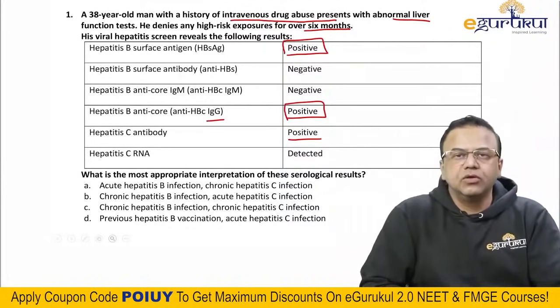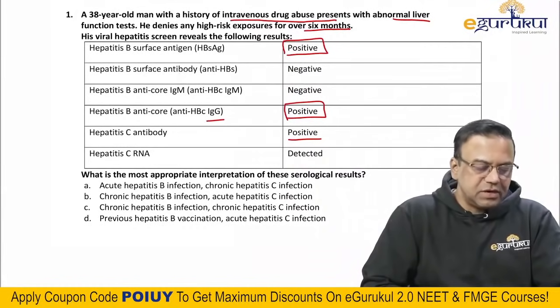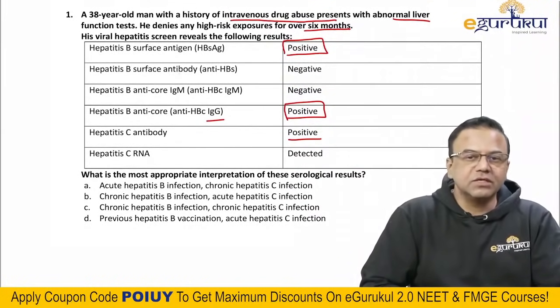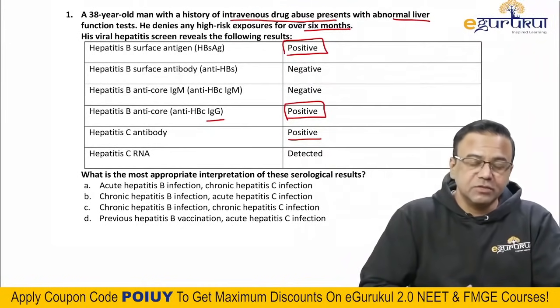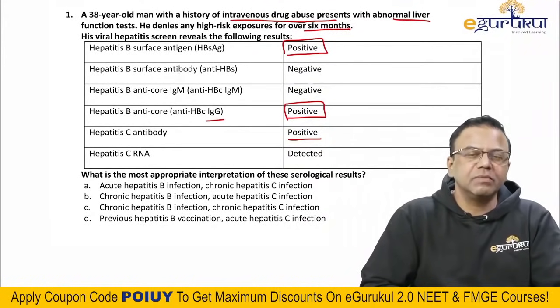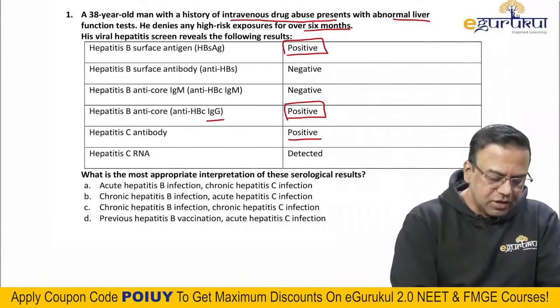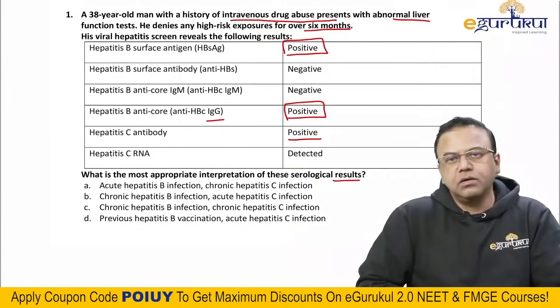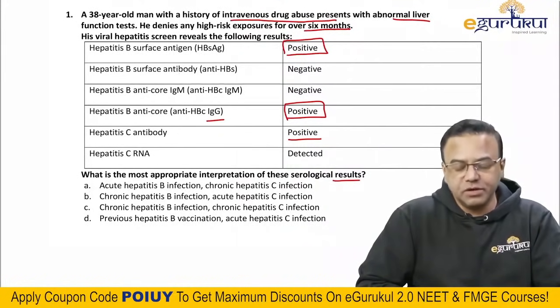positive. You do realize that these antibodies do not have any protective role. Except for antibodies against surface antigen, the presence of these antibodies actually indicates that the patient has got infection, especially the hepatitis C antibody. When it is present, it could be that the patient has got hepatitis C infection inside. So they're asking what appropriate results do you get from this serological result? How do you interpret this?